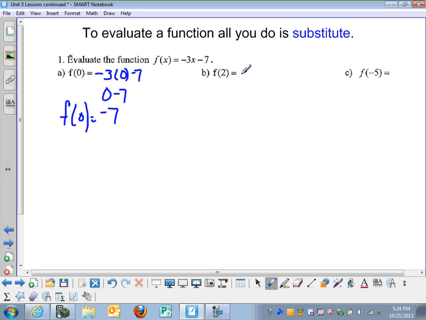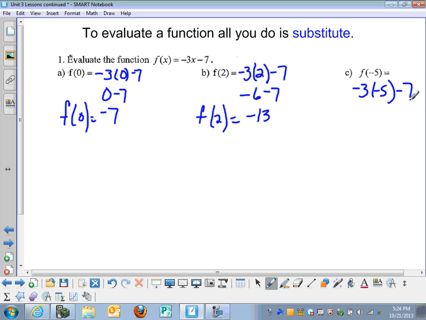F of 2 is equal to negative 3 times 2 minus 7. That equals negative 13. So f of 2 equals negative 13. F of negative 5 is equal to negative 3 times negative 5 minus 7. 15 minus 7, 8. F of negative 5 is equal to 8. So in this instance, all we did was substitute the number in the function notation for x.